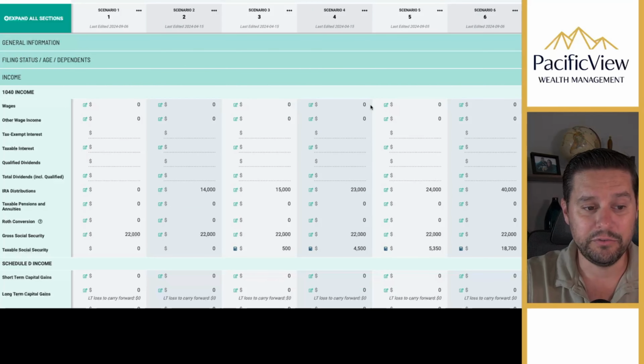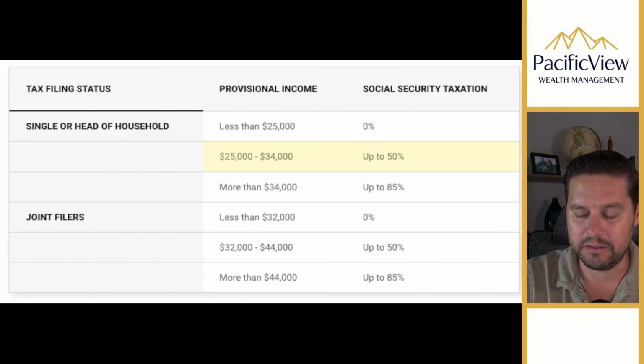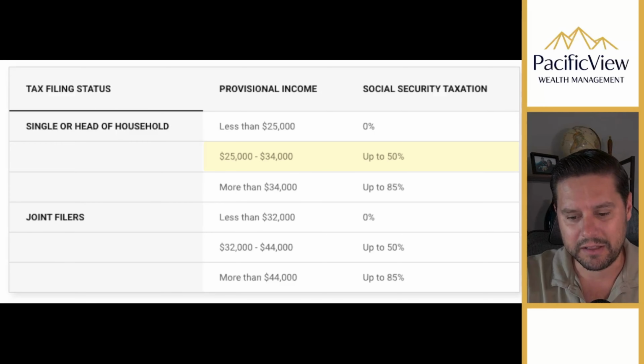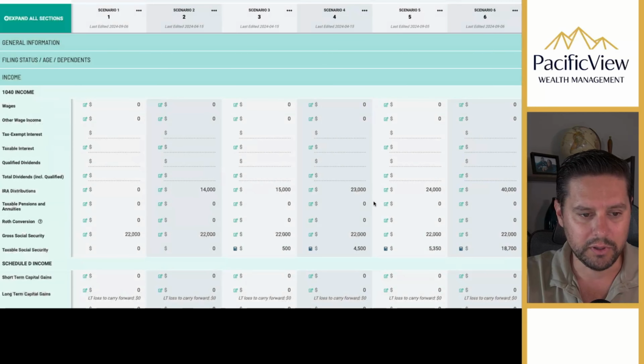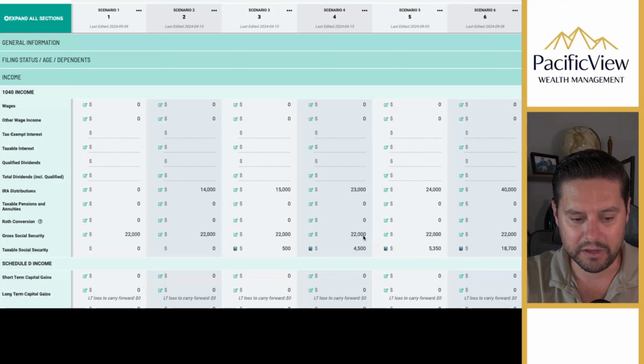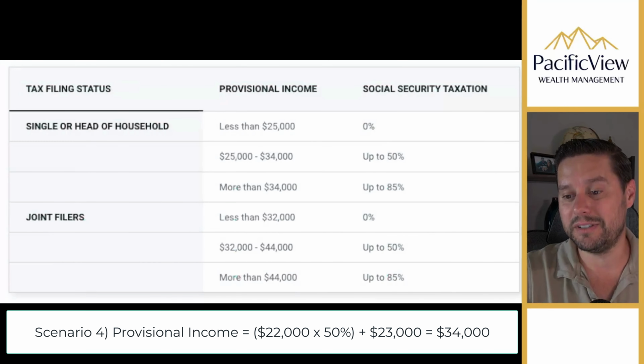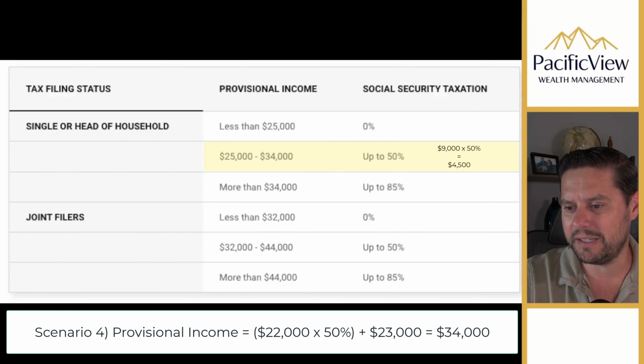So looking at scenario 4 now, we can pretty much keep filling up this second bracket until we get to $34,000 of provisional income, and that's exactly what happens in scenario 4. If we look at our provisional income, 22,000 divided by 2 is 11,000. Add on 23,000 for scenario 4. 11,000 plus 23,000 is $34,000. That puts us right at the tippy top of that second bracket, which is up to 50%.